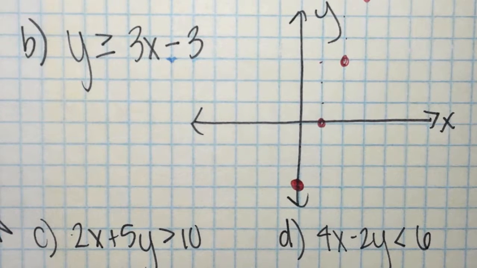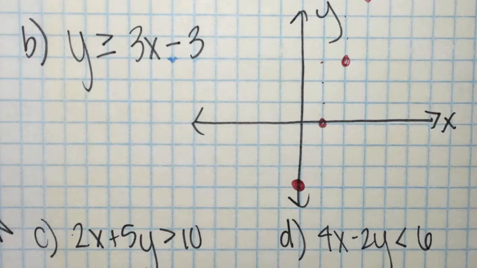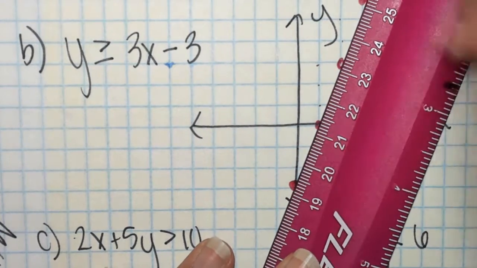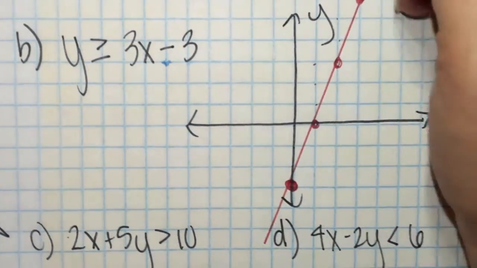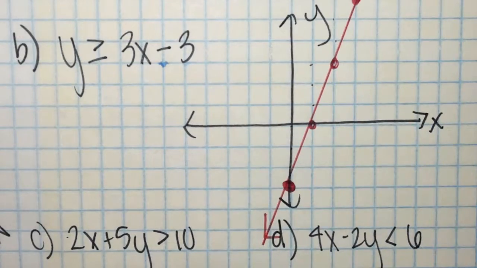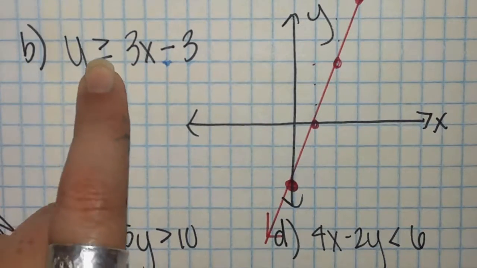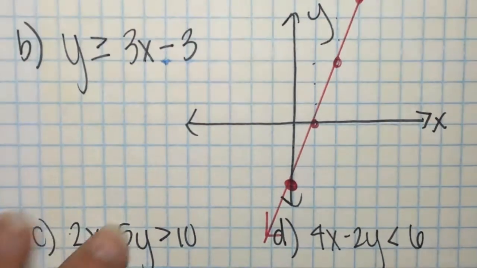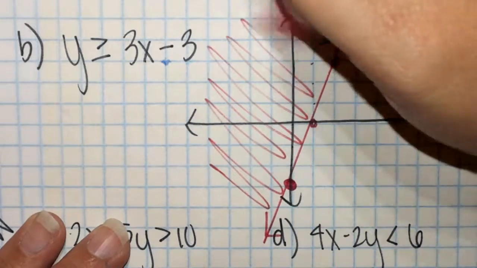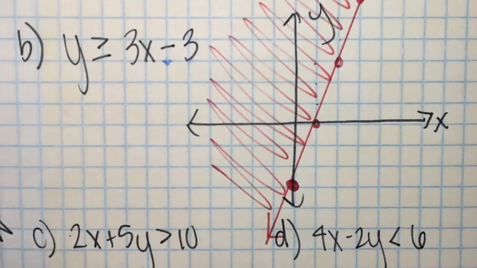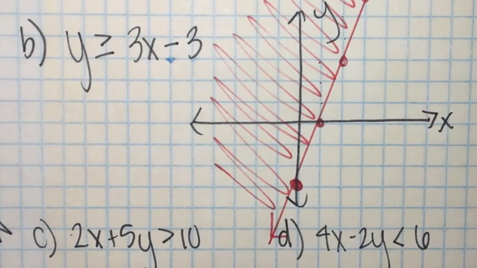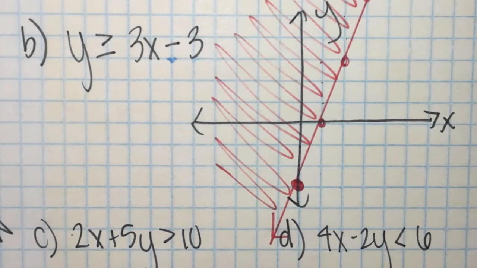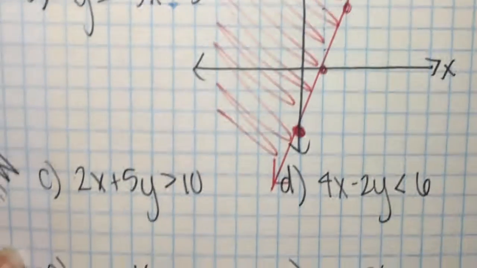Is this going to be a solid or dashed line? A solid line because there's a line under it. And am I going to shade above or below? Is this greater than or less than? So above. And then here's your homework.